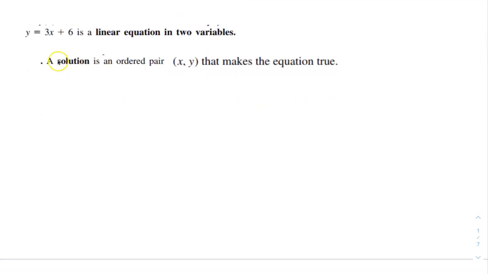Anyway, here's an example of a linear function with values inside it. This is a linear function with two variables, x and y. A solution to a linear function is an ordered pair that makes the equation true. So if I give you a couple of examples: is (2, 5) a solution? Is (3, 15) a solution?